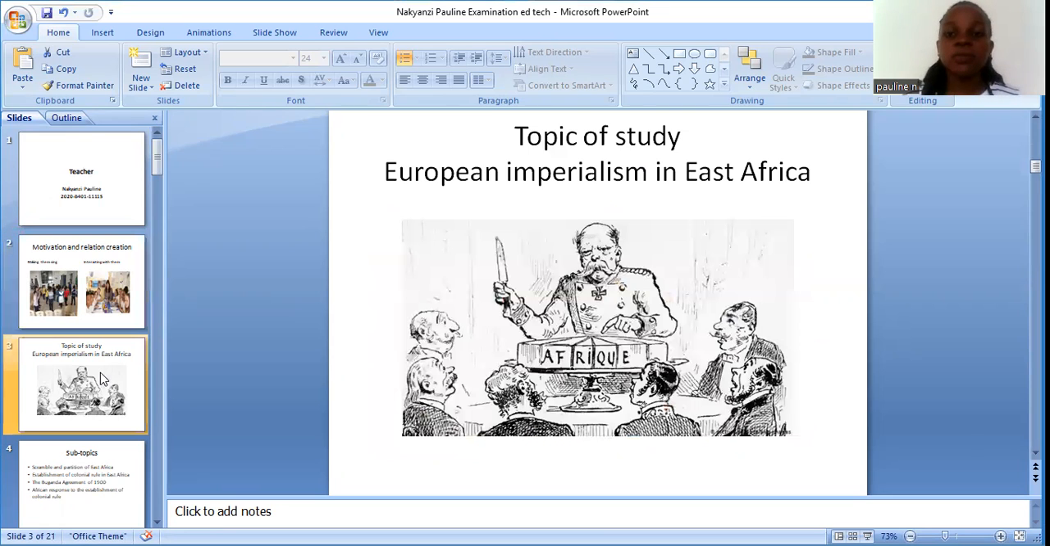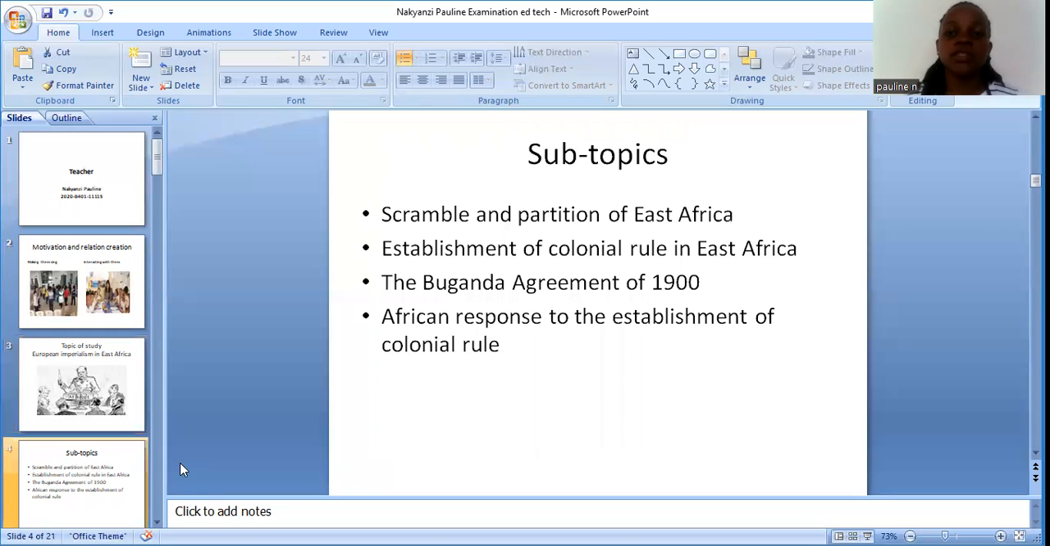I chose a topic of European imperialism in East Africa, and I used the diagram to elaborate more about the topic of study. Under this topic, the subtopics that I chose are scramble and partition of East Africa, establishment of colonial rule in East Africa, the Buganda Agreement of 1900, and African response to the establishment of colonial rule.